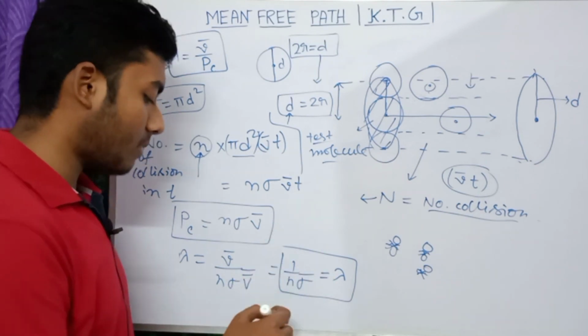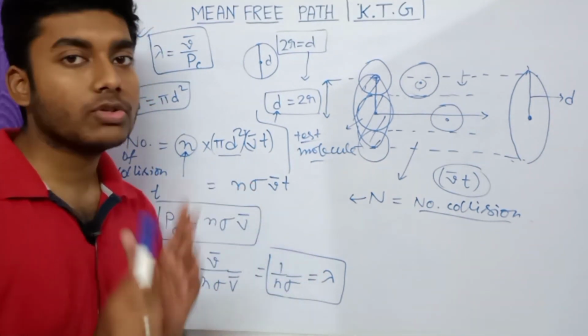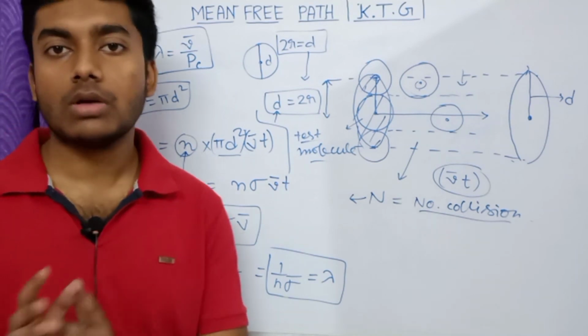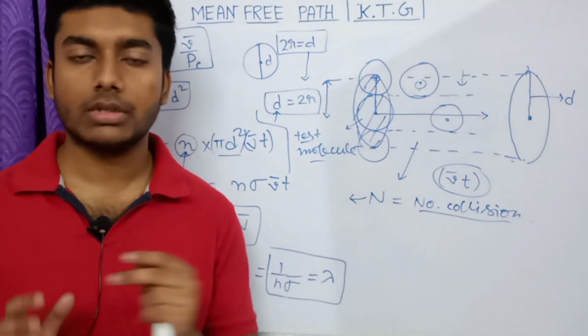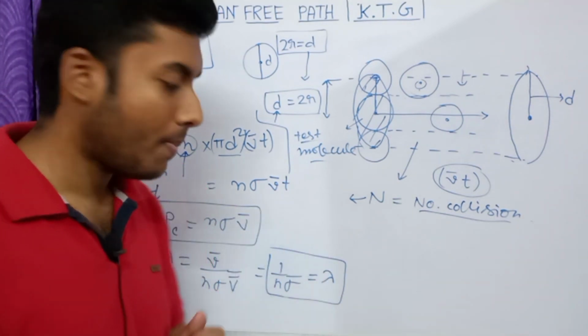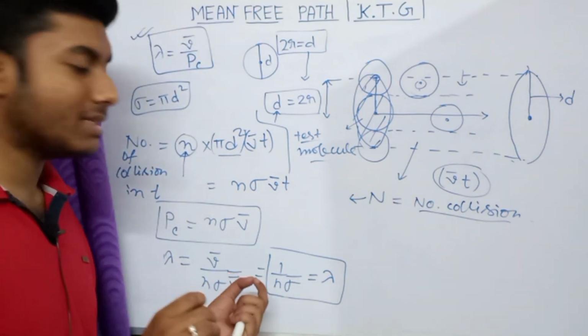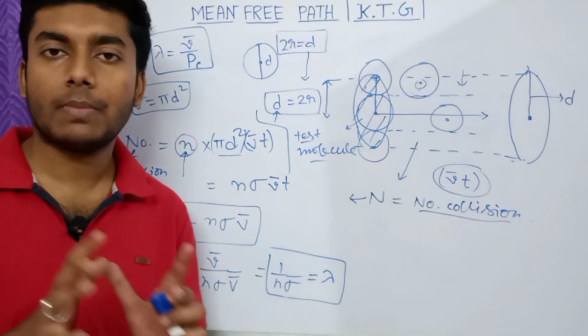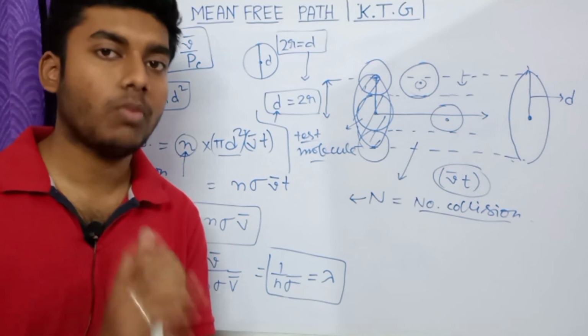Here sigma is our microscopic collision cross section, and n is the number density, or the number of gas molecules per unit volume.